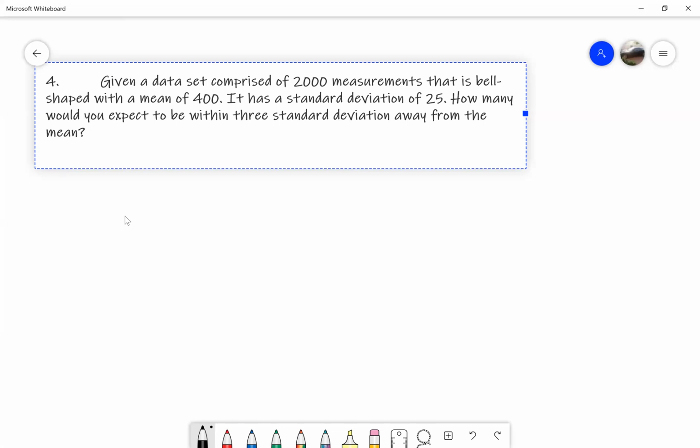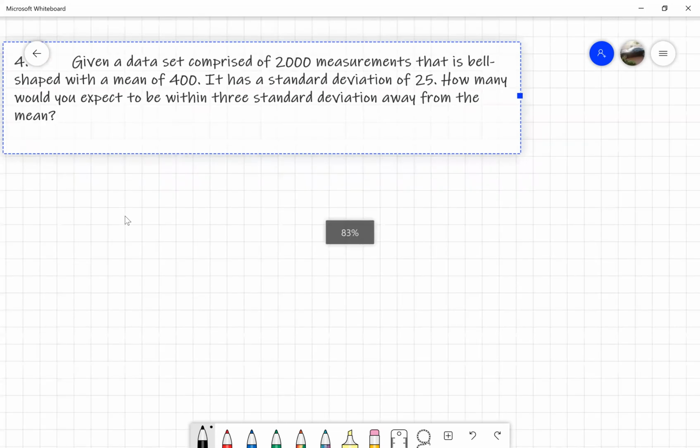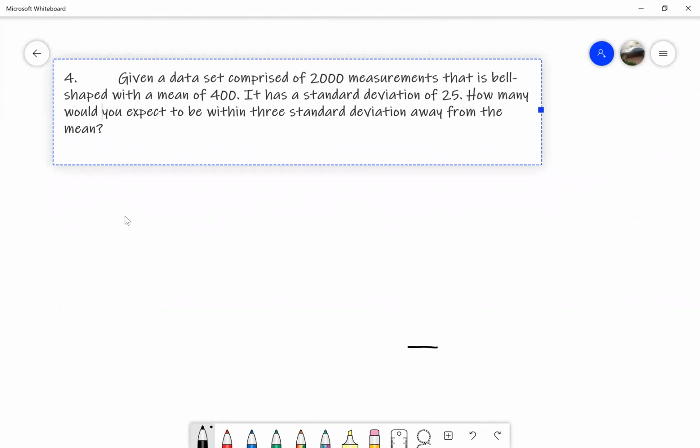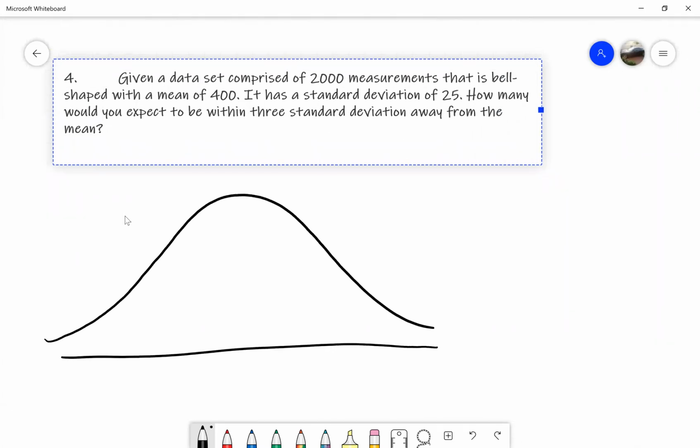Let's take a look at number 4. Given a data set comprised of 2,000 measurements that is bell-shaped with a mean of 400, it has a standard deviation of 25. How many would you expect to be within 3 standard deviations away from the mean? So let's do this. It is the empirical rule. Now, I'm going to go ahead and draw. The mean is 400. The standard deviation is 25, and it says that the measurements were 2,000, so n is 2,000.